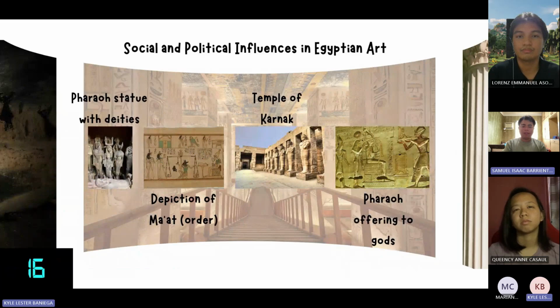For the social and political influences, Egyptian art was shaped by religion and monarchy. Pharaohs controlled artistic direction, using art as propaganda for divine rule and eternal life.